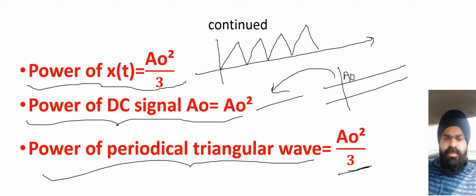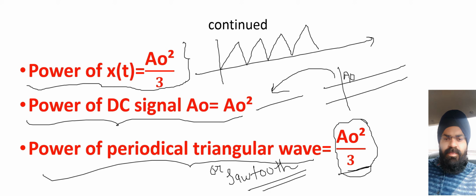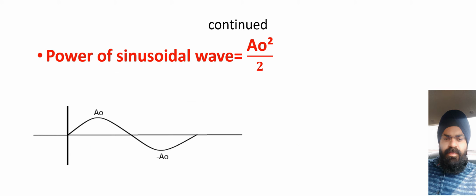Power of periodic triangular wave, we already discussed. Periodic triangular wave, or we can say sawtooth wave and triangular wave, both have power of A0 square by 3. And the power of sinusoidal wave is A0 square by 2. This kind of sinusoidal wave, either sine or cosine, has power A0 square by 2. We have to remember this.